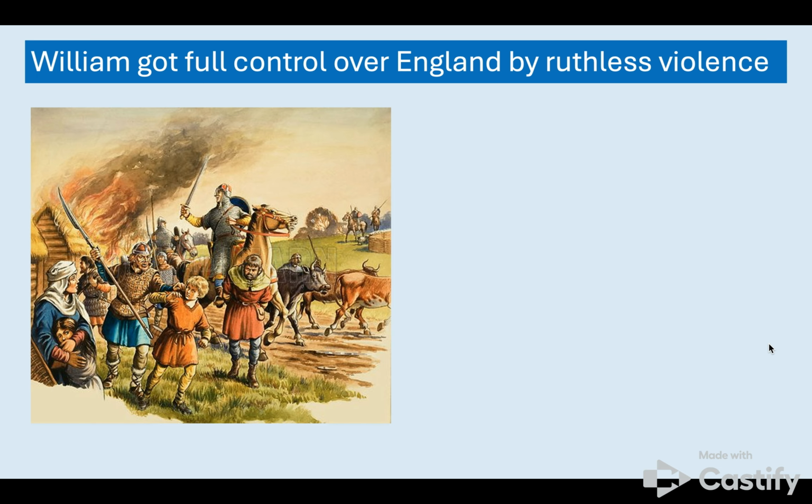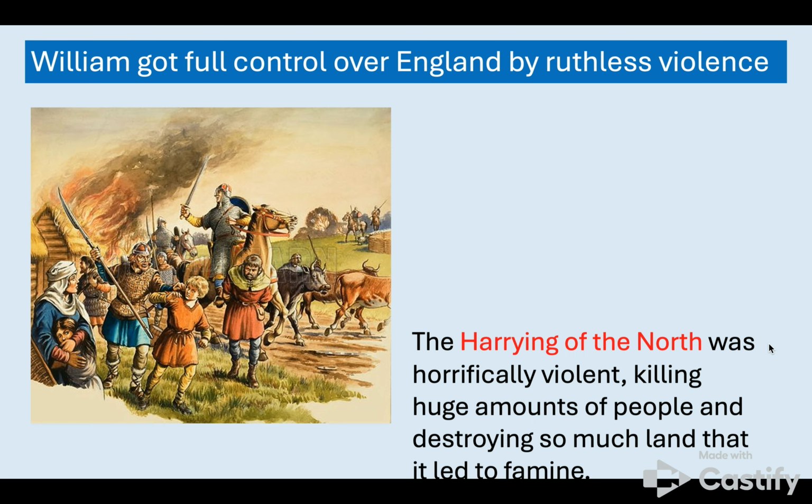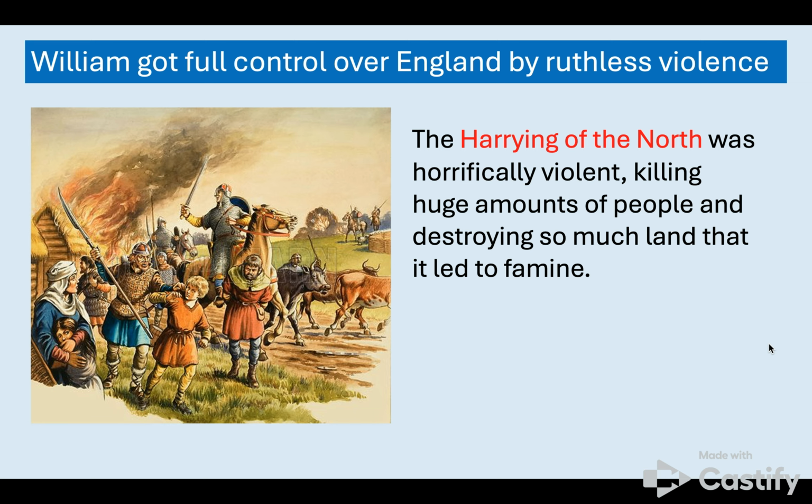Now, when the Normans do get into power after Christmas Day 1066, when William is crowned, there are then a series of rebellions. And the most significant one to talk about, if we are arguing the side that violence was essential, is the harrying of the North. Really important moment that you've got to be able to talk about.